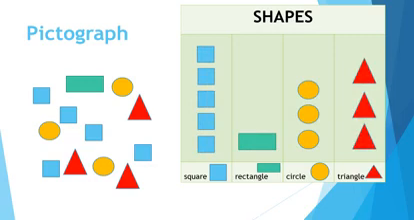Okay, so how many squares are there? Can you count how many squares? Correct, there are 5 squares. How about the next shape? The rectangle. How many rectangles are there? Okay, there is only 1 rectangle.